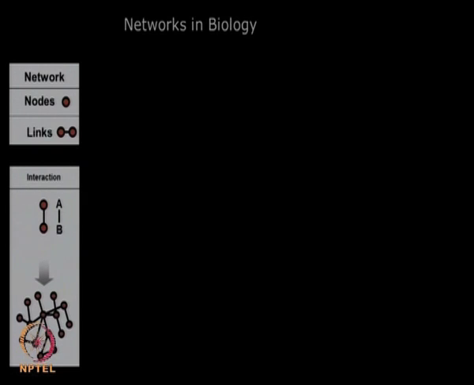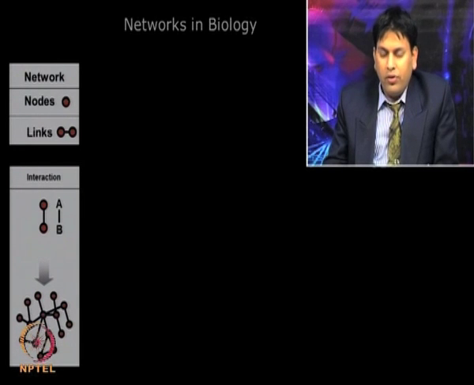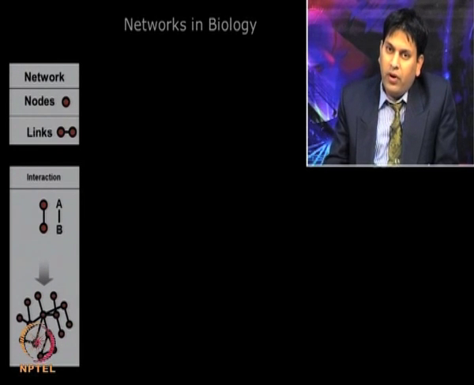Now, an increasing amount of literature now supports the idea of networks in biology. So, what exactly are networks? Networks simply are represented as nodes and links or edges. These nodes can be biological entities, and the links or edges are actually the associations between these entities.